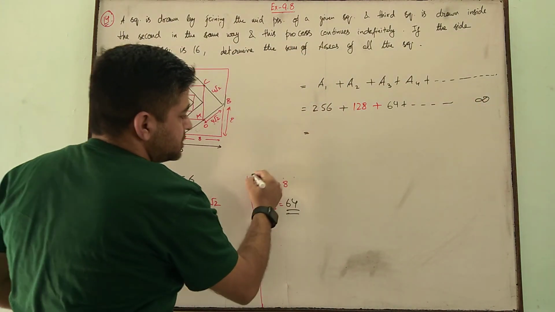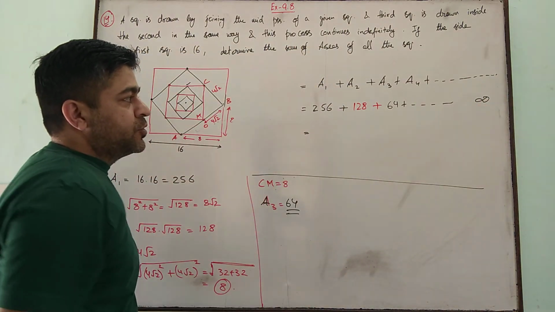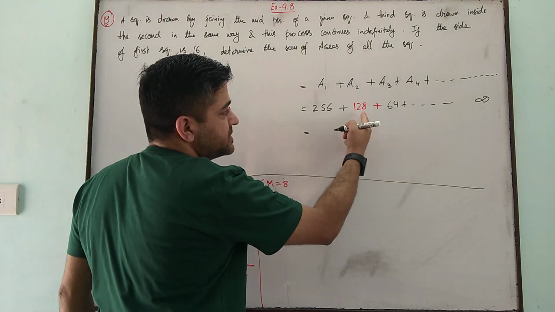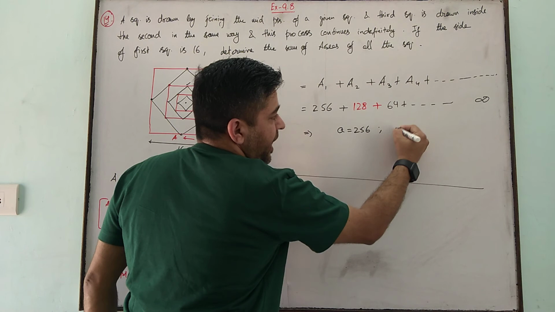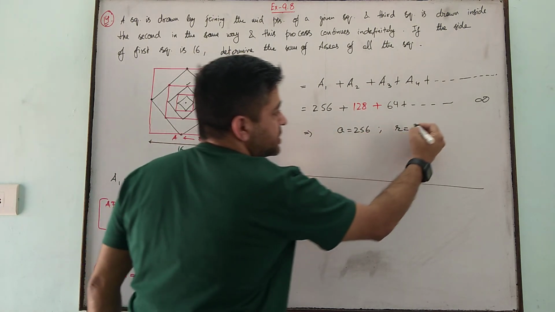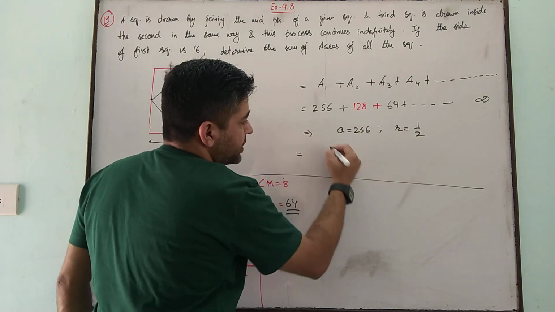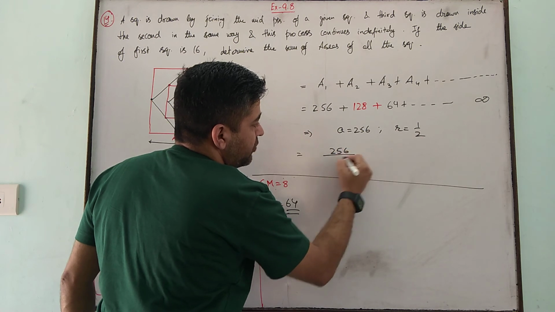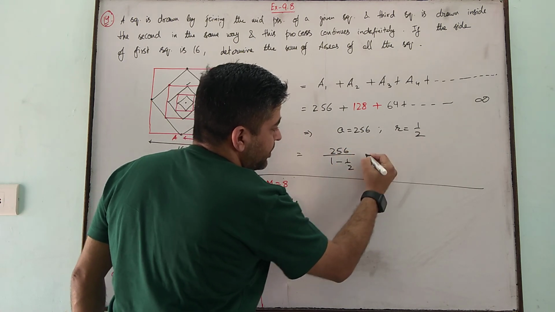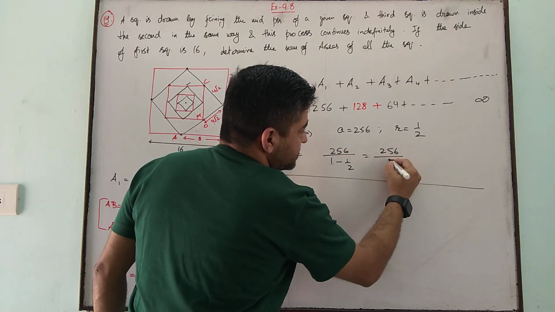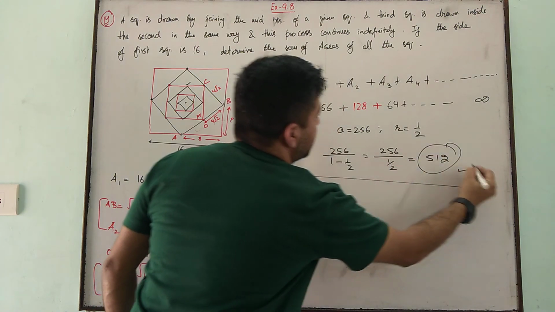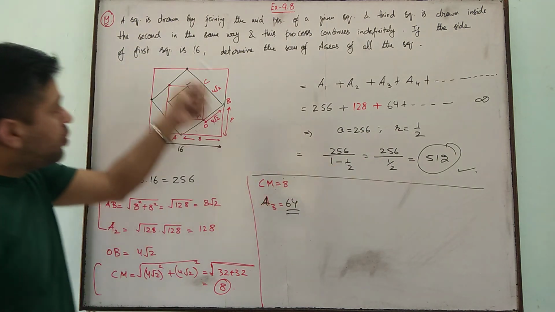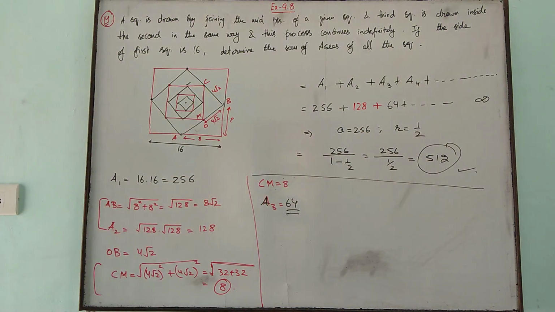Now you see the sum up to infinity, as we got is a GP with A equal to 256 and common ratio 1 by 2. We get the sum is A upon 1 minus R. That is 256 divided by 1 by 2, 512 is the sum of areas of all these squares. Just note it down.